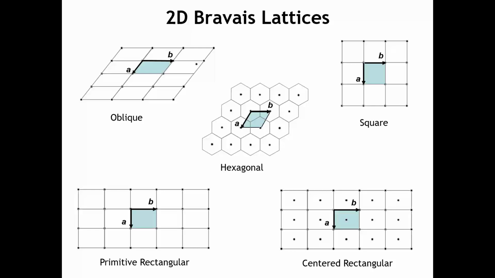So remember that in 2 dimensions we have already learned that there are 5 and only 5 Bravais lattices, and those lattices are shown here. We've got the oblique lattice with the parallelogram unit cell, the square lattice, the rectangular lattice, which comes in 2 flavors, a primitive rectangular lattice with only lattice points at the corners of the unit cell, and the centered rectangular lattice, which has an additional lattice point at the center of the unit cell. And then the 5th type of lattice is the hexagonal lattice.